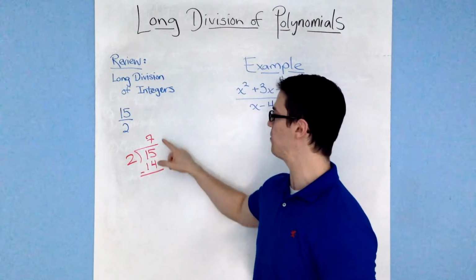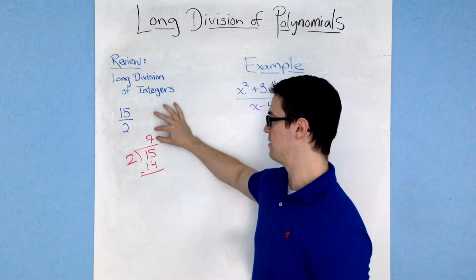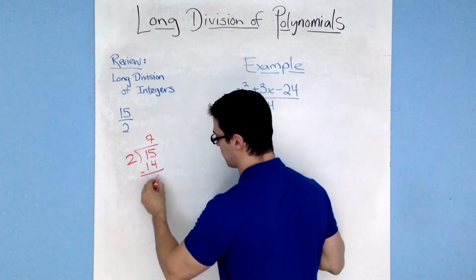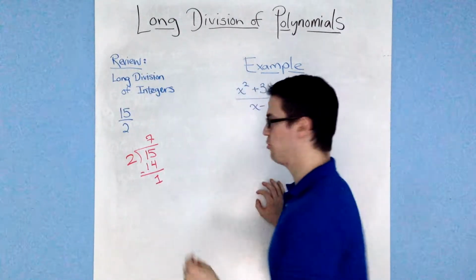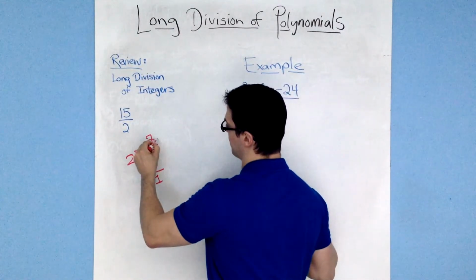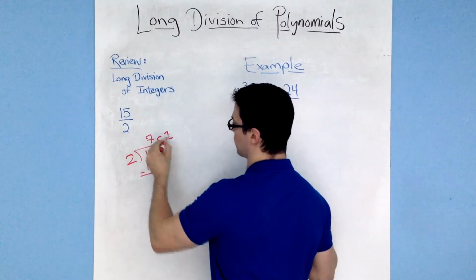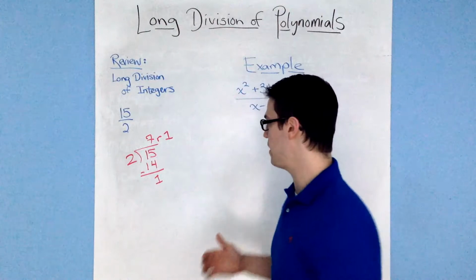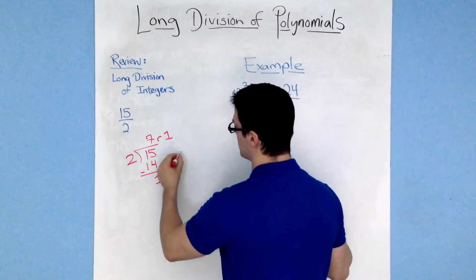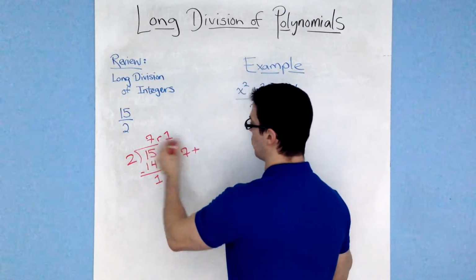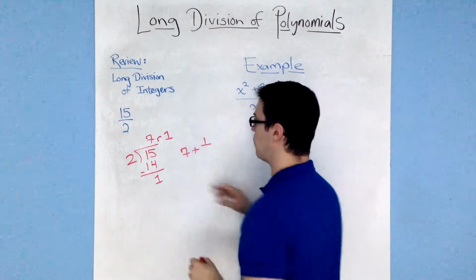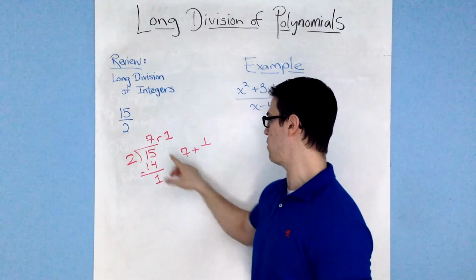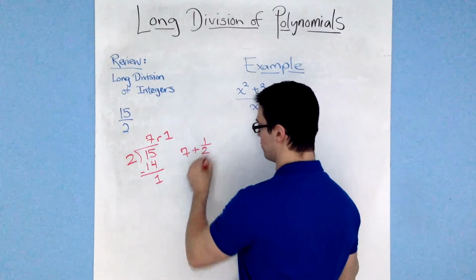This 14 you then subtract from the 15, because 7 times the 2 is 14. Subtract that off because that's how many times you've taken away an even amount from that 15, and you're left with 1. Now in elementary school you might have written 7 and then a little r, so 7 remainder 1. What this remainder 1 means, if you didn't know, is that you're going to do 7 plus 1 divided by whatever you were dividing with originally.